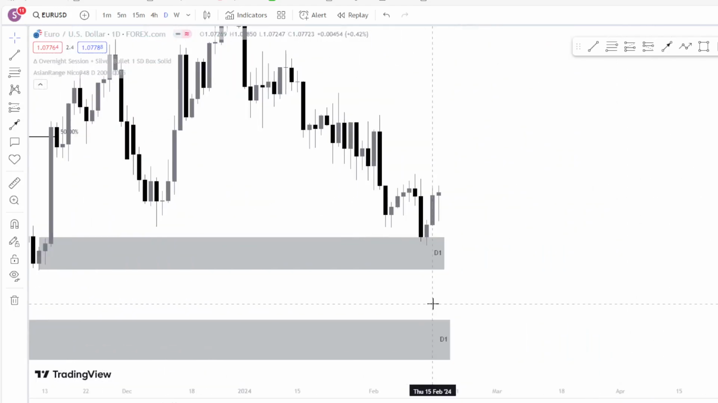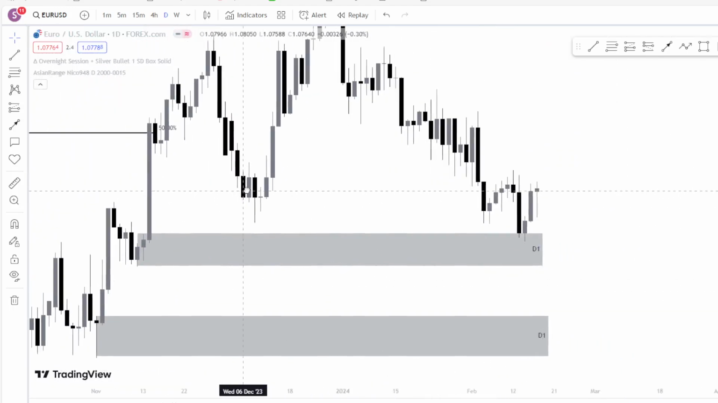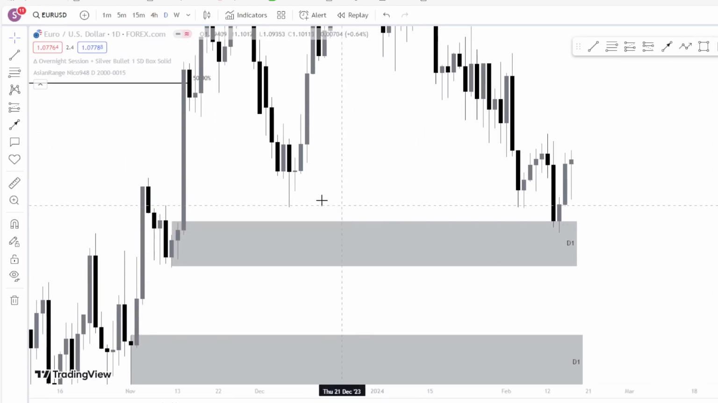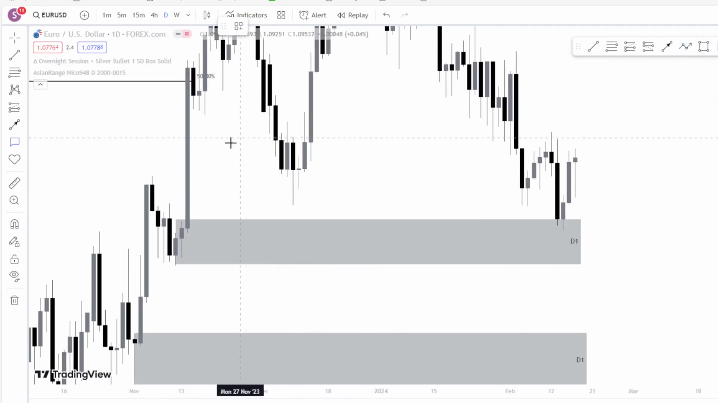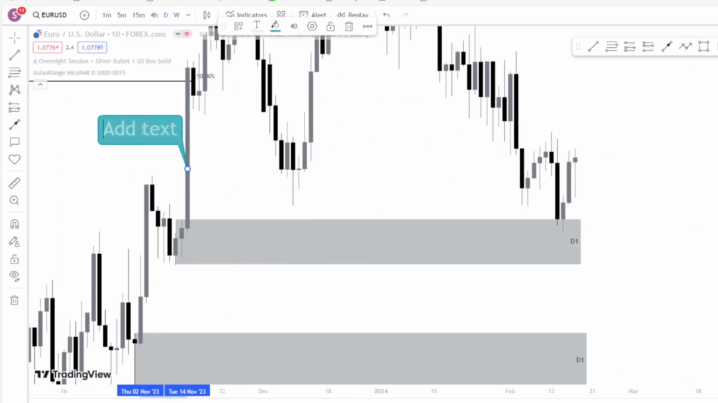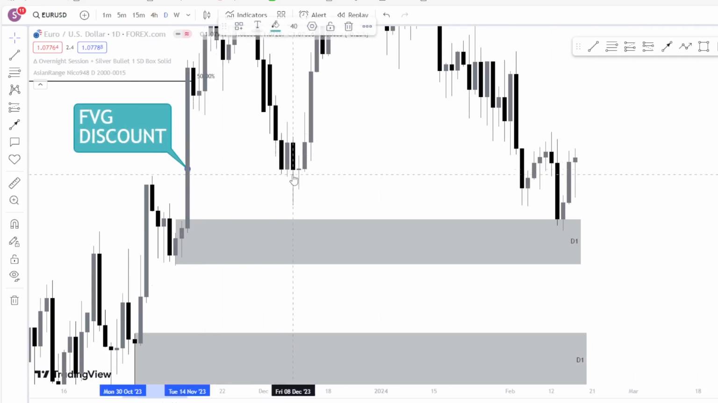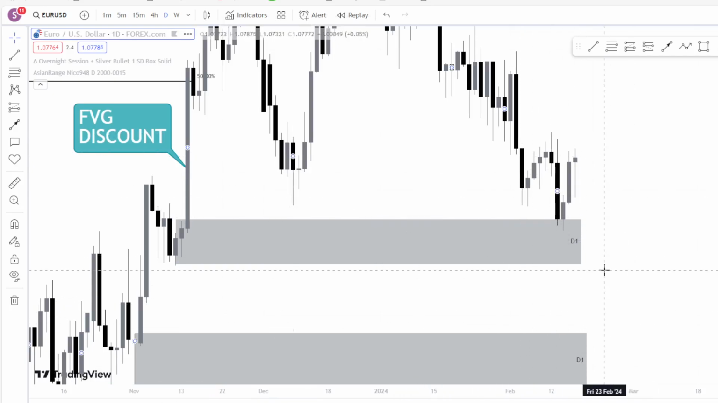Now, the next thing we want to look at, if we dive into the charts, is that we've reacted off a POI in the discount. So what makes a POI? Very simply, we've seen a shift in internal structure on the 4 hour. We see a massive fair value gap and we see it priced in the discount. This is what makes it an area of interest, or point of interest, POI for short, and it represents an area where we could be looking for potential buys.